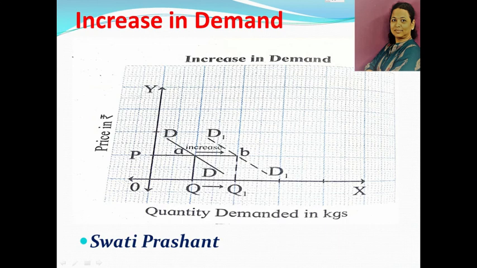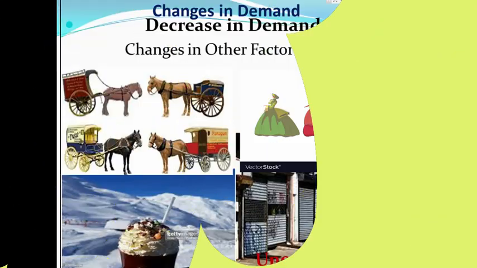The demand curve moves to the right hand side of the original demand curve. It is explained through figure 3.9. Here is the figure. DD is the original demand curve. It is shifted from DD to D1 to D2. Okay, that indicates increase in demand. Okay, next one is decrease in demand.